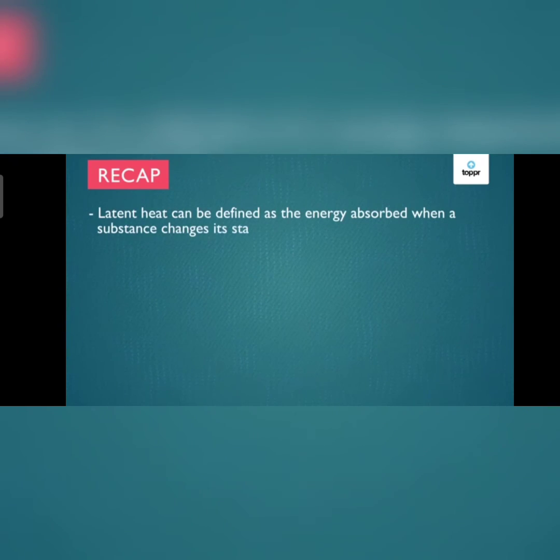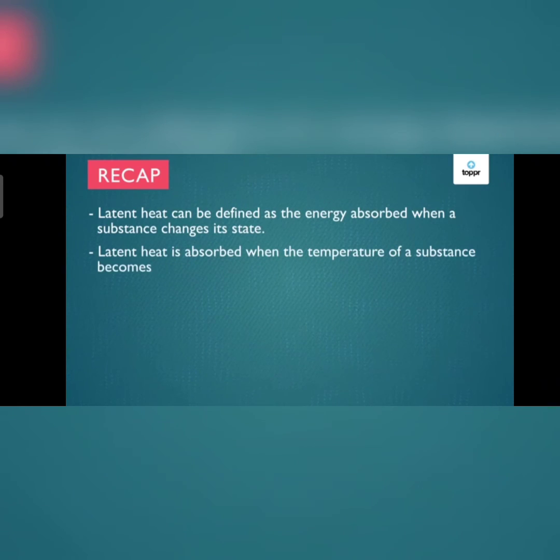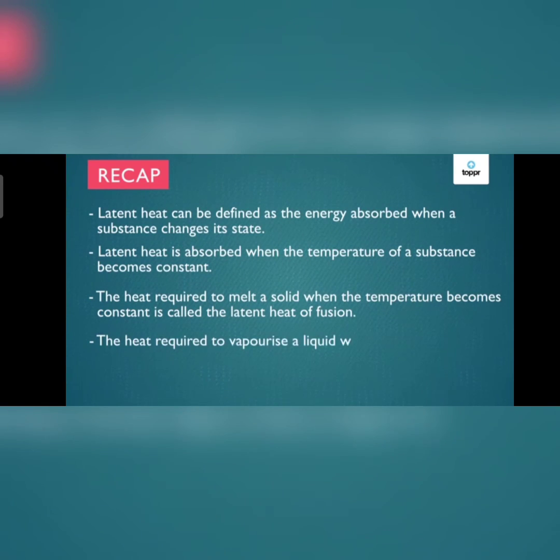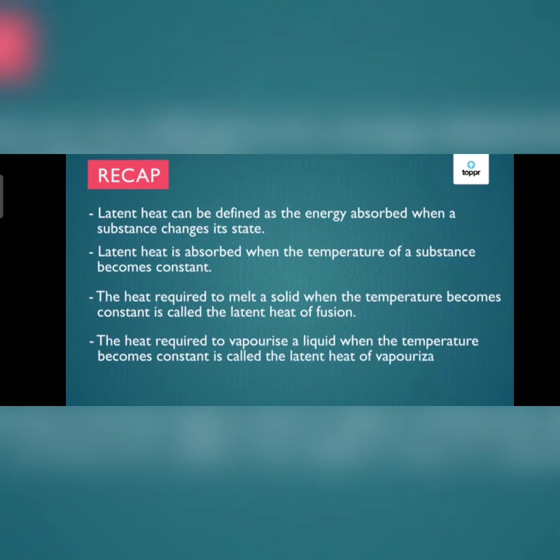Latent heat can be defined as the energy absorbed when a substance changes its state. Latent heat is absorbed when the temperature of a substance becomes constant. The heat required to melt a solid when the temperature becomes constant is called the latent heat of fusion. And the heat required to vaporize a liquid when the temperature becomes constant is called the latent heat of vaporization.